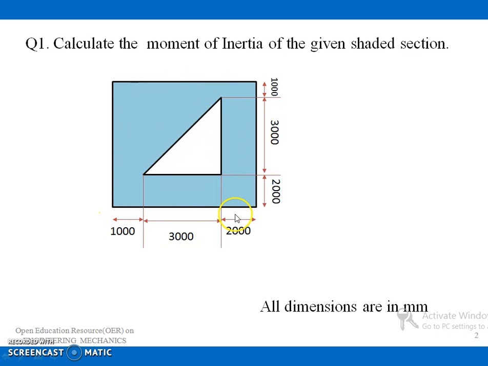The dimensions are marked as 6000 and this side is 6000, it is a square, and inside this we have a triangular shape with 3000 and 3000 millimeter sides. All the dimensions are given in millimeters.